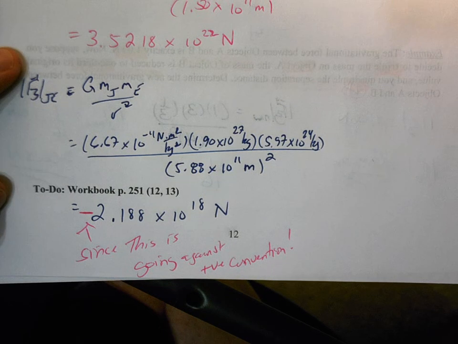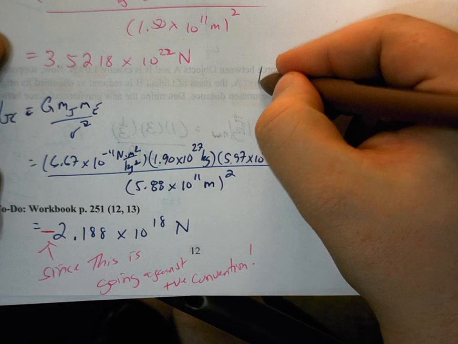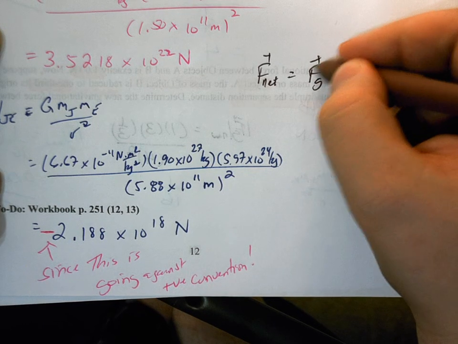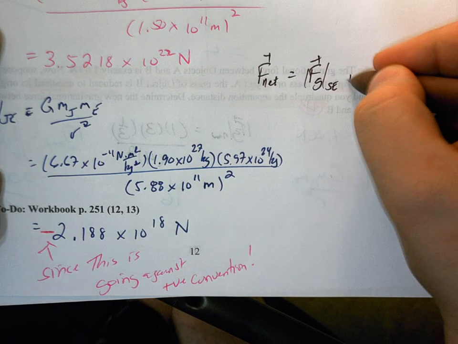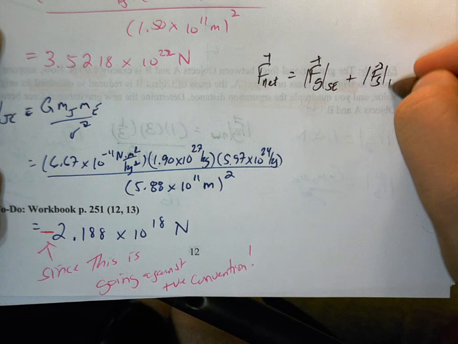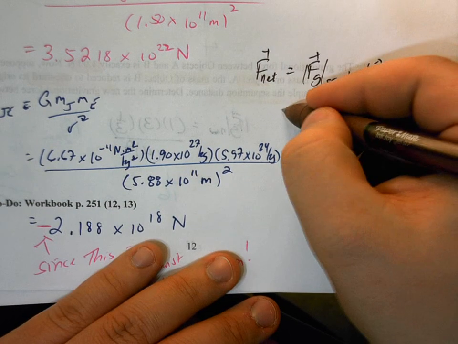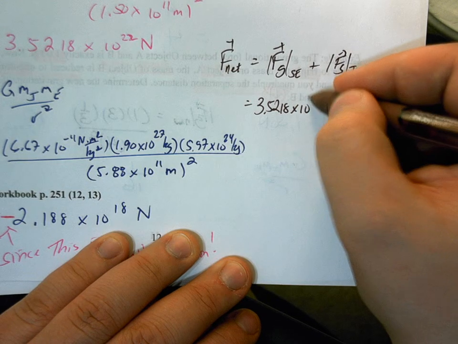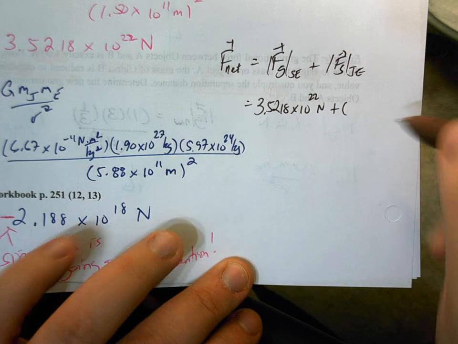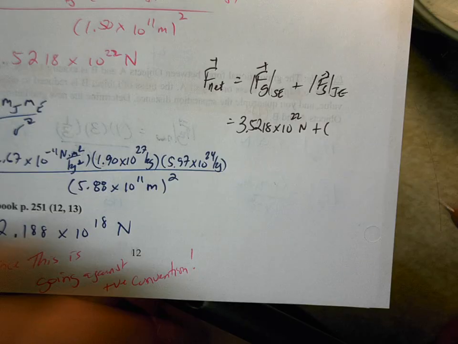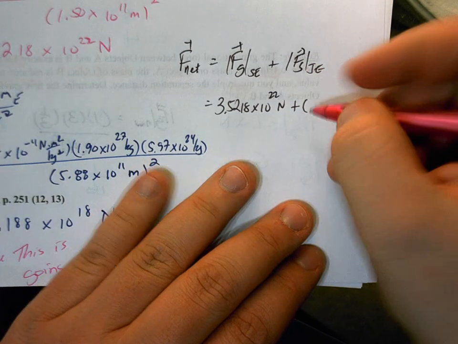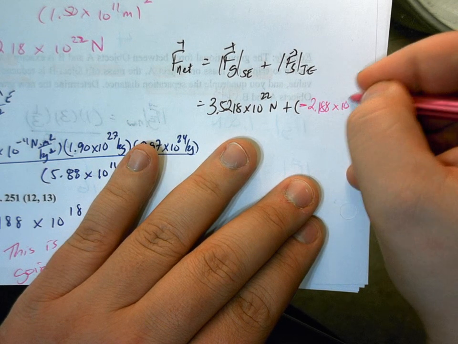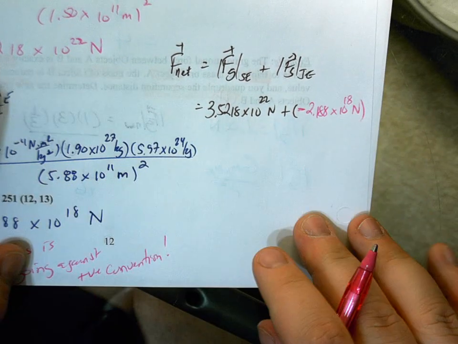So then the last thing is, we're just going to put this on the side. So then the net force is going to be the force of gravity because of the sun on the Earth, plus the force of gravity of Jupiter on the Earth. So we found for the sun, we got 3.5218 times 10 to the 22 newtons. And then to that, we're going to add, again, we want to have that negative because it's counteracting here. So with that negative, 2.188 times 10 to the 18 newtons.